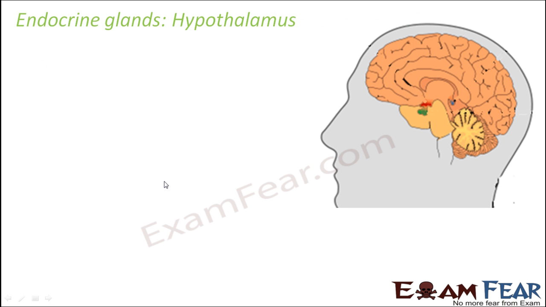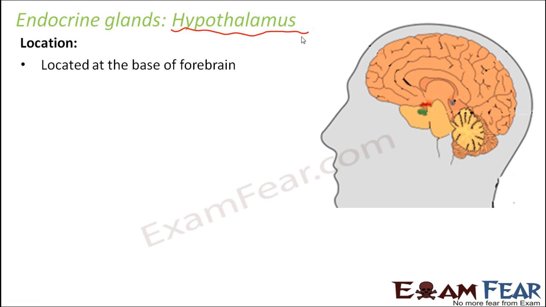Let us talk about the hypothalamus, the first endocrine gland. I'm sure this name is not new to you, because while we were discussing the central nervous system, we talked about the brain, and in the brain we spoke about the hypothalamus being a part of the forebrain. Now we will talk about it in more detail. Where is it located? It is located at the base of the forebrain.